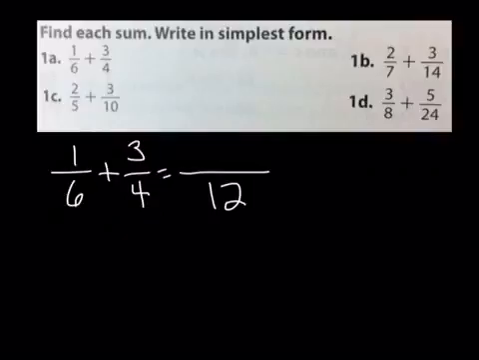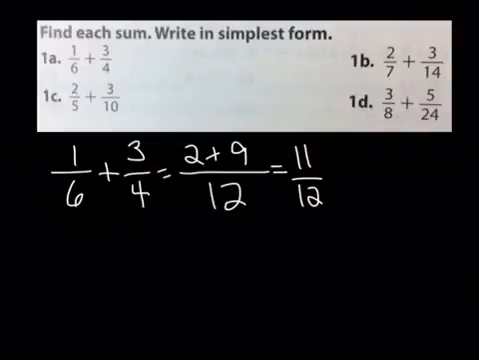What did I do to the 6 to make it 12? I multiplied it by 2, so I must do the same to the 1, and 1 times 2 is 2. What did I do to the 4 to make it 12? I multiplied it by 3, so I must do the same to this 3, and when I do so, I get 9. So now, when I add it, I get 11 over 12. Remember that they want us to write it in simplest form, but this cannot be reduced any further because 11 is a prime number.